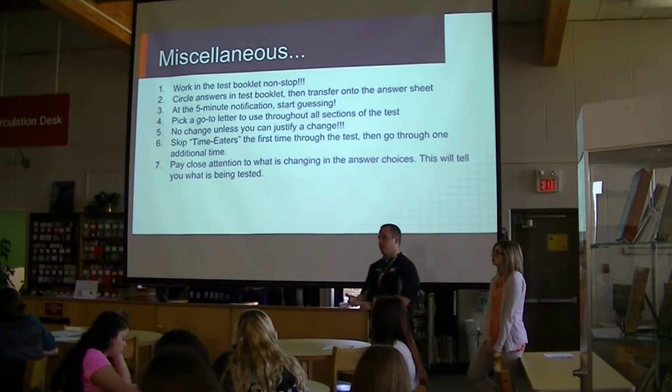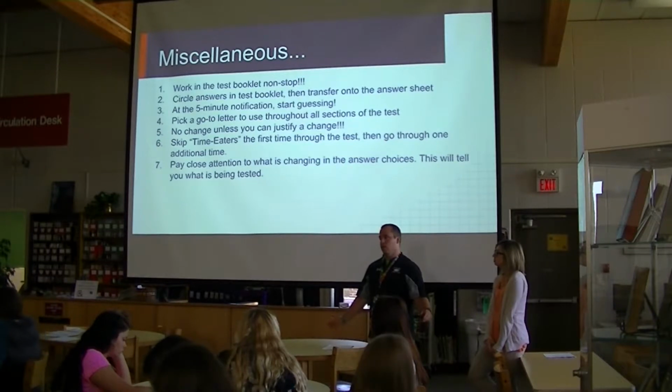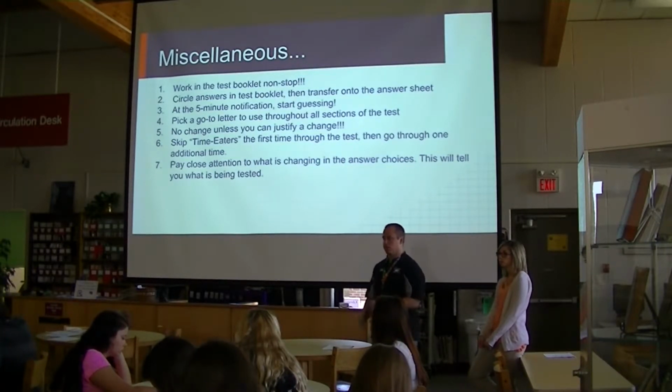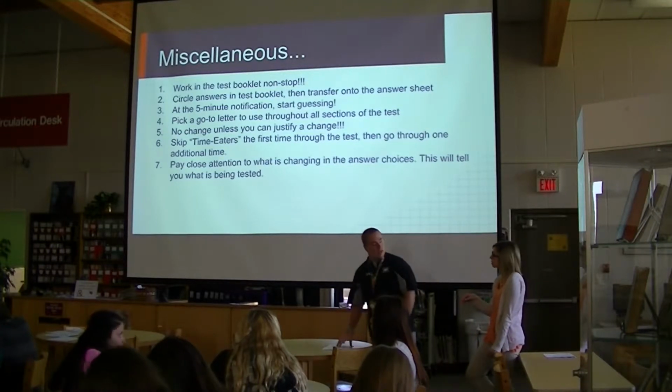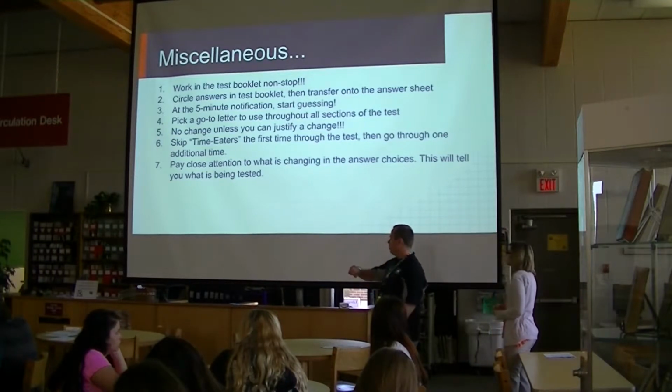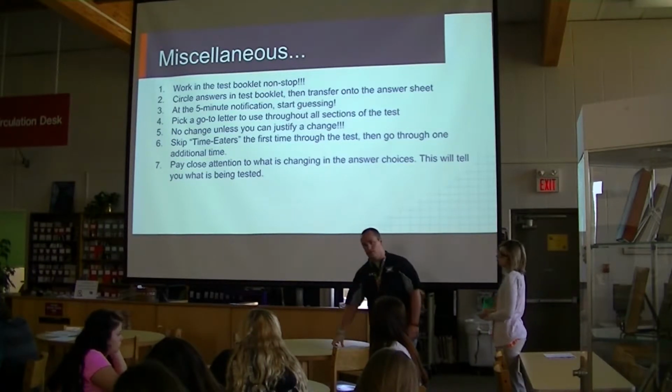Number 2, answer the Bing questions. Then on the second time through the test, you might be able to read it again and then answer the time meters. Again, you will go over what Bing questions and types are in just a second. It probably doesn't make sense right now. And then number 7, pay close attention to what is changing in each of the answer options.